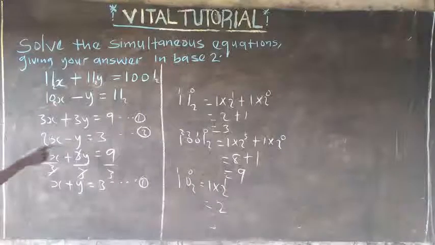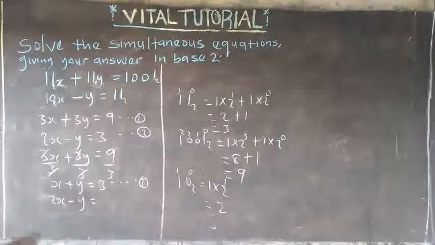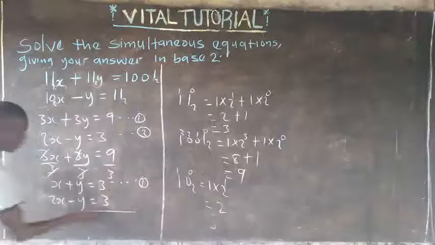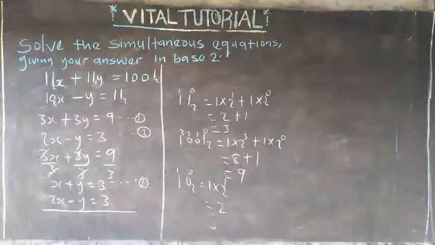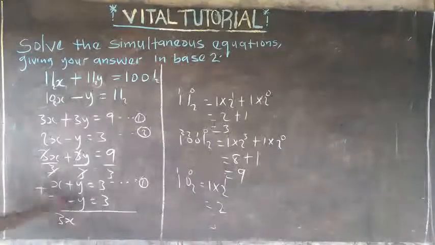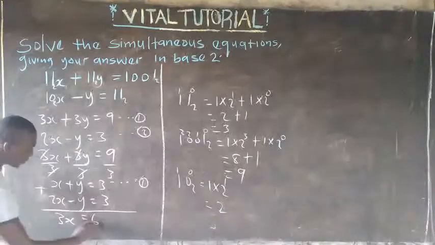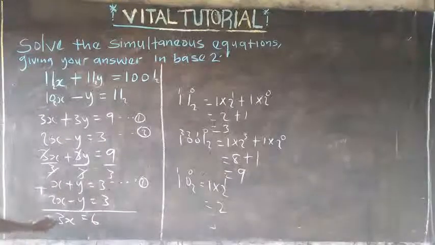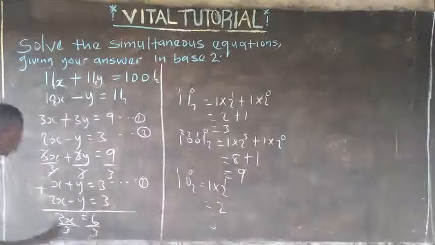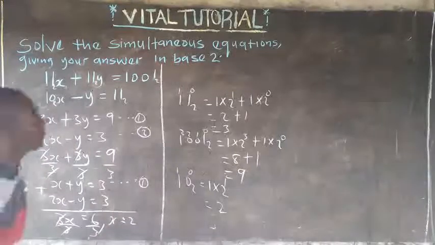From equation 2, 2x minus y equals to 3. So I'll be using the elimination method here. As you can see, I'll just add these together. If I add this together, x plus 2x will give us 3x. y plus minus y will be 0. This will be equals to 3 plus 3, that is 6. So I can find the value of x now by dividing both sides by 3. So by dividing both sides by 3, x will be equals to 6 divided by 3, which is 2.